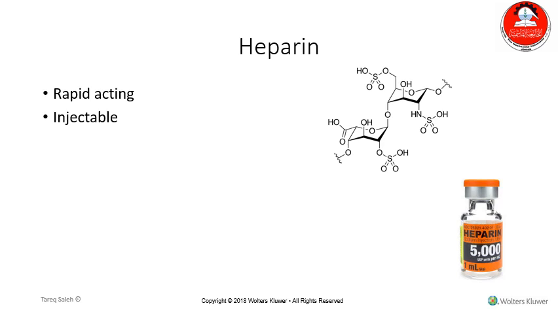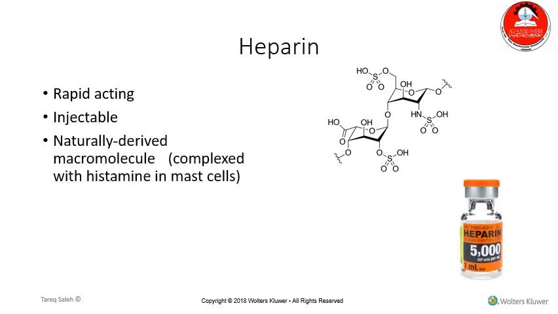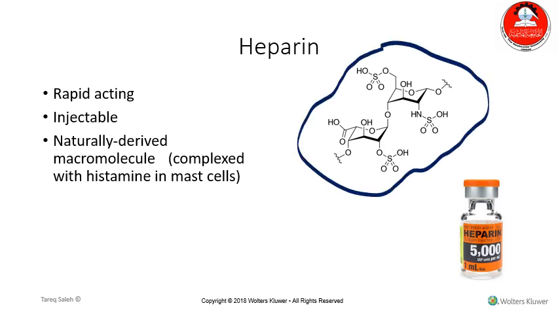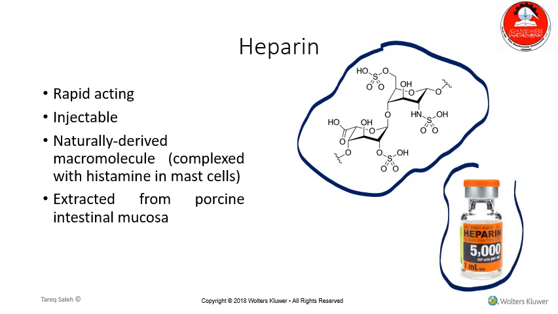Note here also that heparin is a naturally derived drug. It is basically a glycosaminoglycan that is found in association with histamine stored in mast cells. We unfortunately don't understand the exact physiological role of heparin, but we can extract heparin usually from porcine intestinal mucosa, basically from the intestines of pigs, and purify it and use it as a very powerful anticoagulant for the treatment of acute thrombotic diseases.